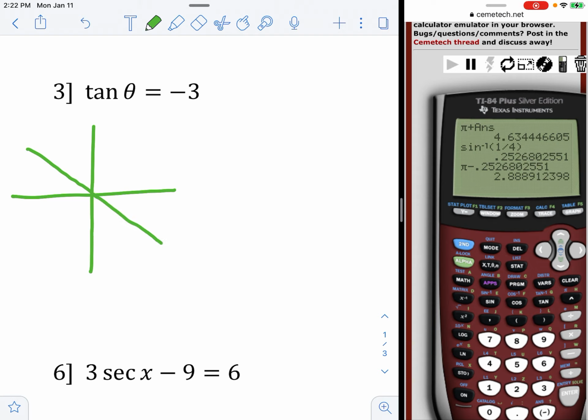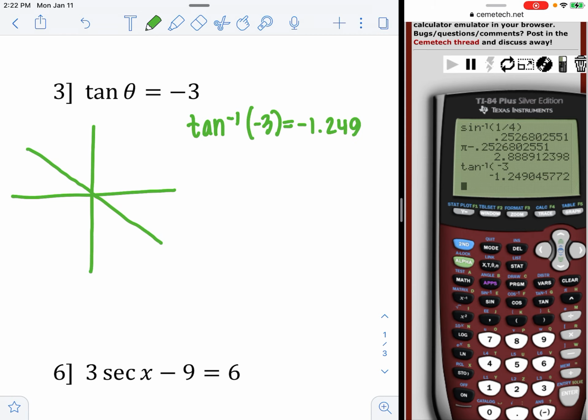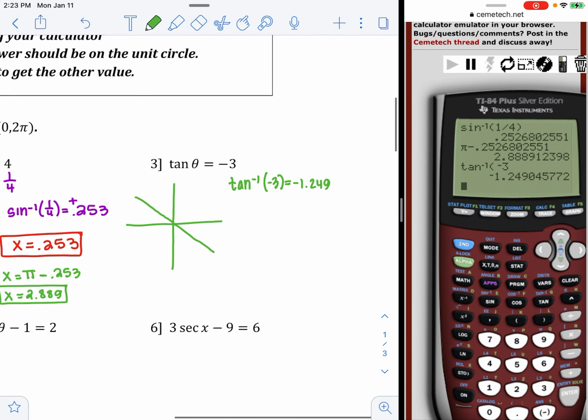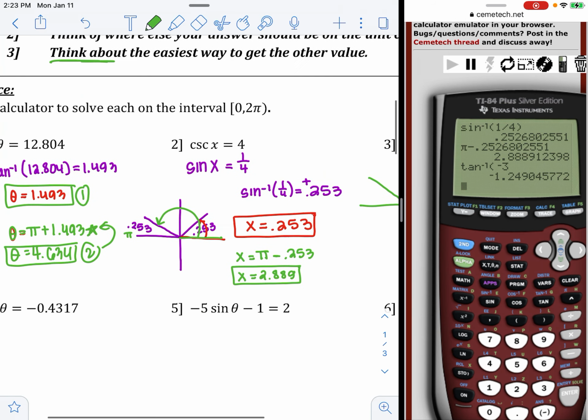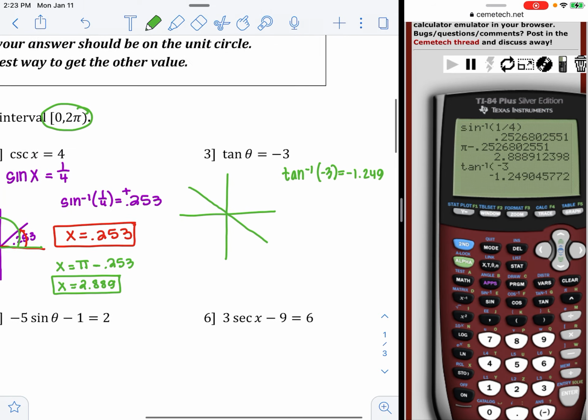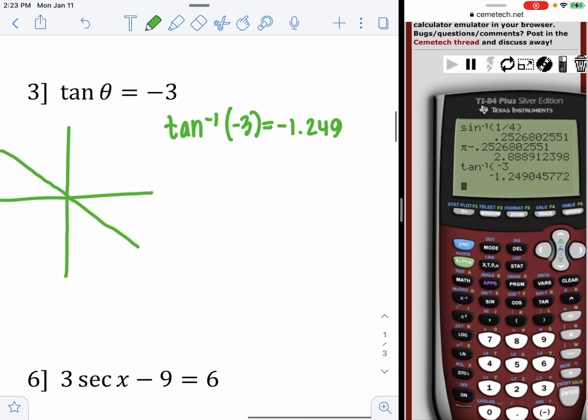Okay, so now I'm going to use inverse to help me get an angle measure. So I have tangent inverse of -3. And I'm going to write down what that is. Tangent inverse of -3. Hit enter, and I get -1.249. Okay, so first thing I want you to notice is that this is not a final answer, the negative answer. Why? Because all of our answers are in between 0 and 2 pi. So what I'm going to do is label which angles are positive 1.249. Okay, you'll see what I'm talking about in a second.